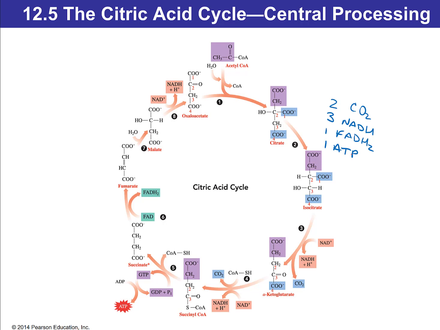So if you follow along, you see 3 orange boxes. Those are the NADHs made. 1 FADH2, that's the green box. The blue ones, those are the CO2s. There's 2 of those bumped off down near the bottom. And then that 1 ATP in the bottom left-hand corner.